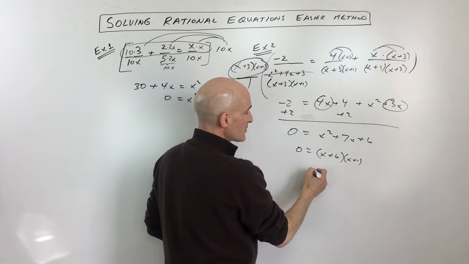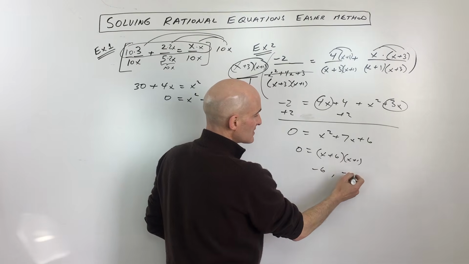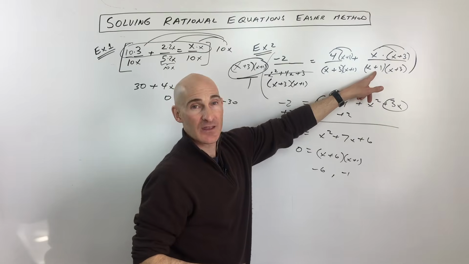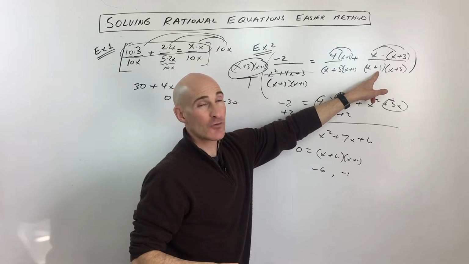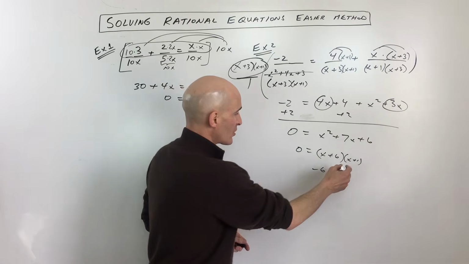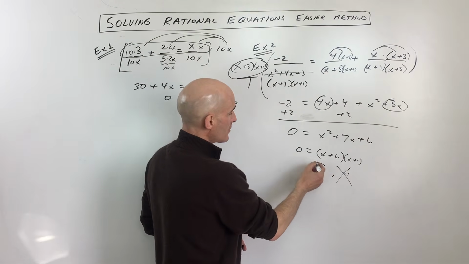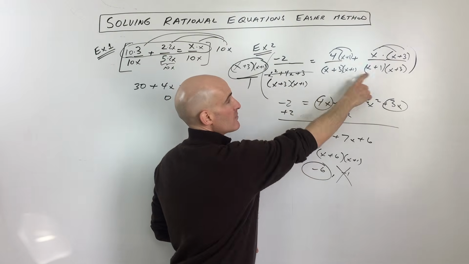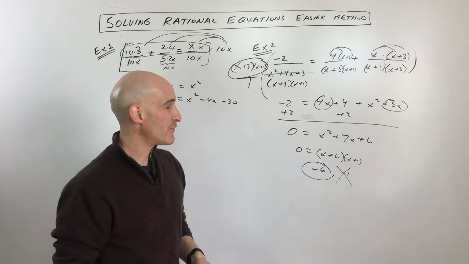And if we set those equal to 0, we get negative 6 and negative 1. Now again, you want to quickly check, x cannot be negative 1 because negative 1 plus 1 is 0. We can't divide by 0, that's undefined. So we're going to cross that out, that's extraneous. Whereas over here, negative 6 is okay. We just want to make sure x doesn't come out to negative 3 or negative 1 because, again, we'd be dividing by 0, that's undefined.